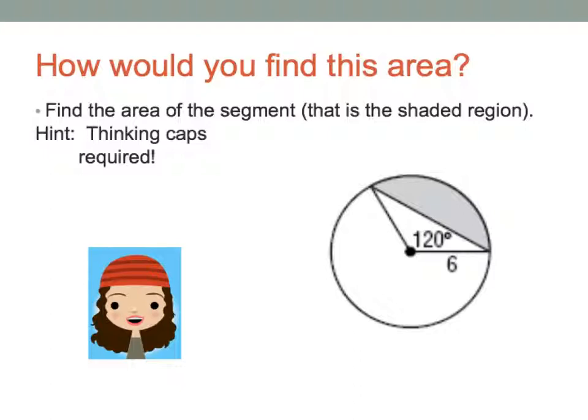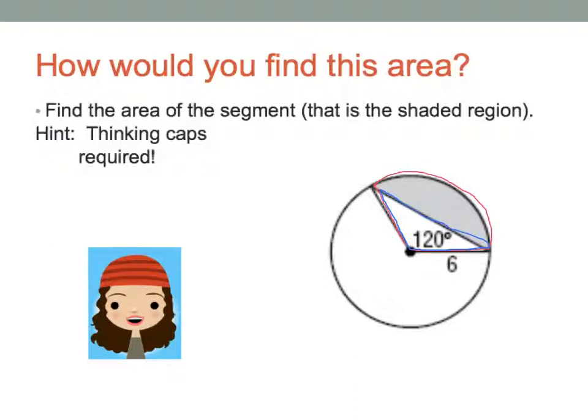Now this is something new. Let's put our thinking caps on. Find the area of the segment. That's that shaded region. Remember, we introduced that definition earlier today. Basically what they're asking me to do is to find the shaded region. So what I should do is find the area of my entire sector and then subtract from that the area of my triangle, and I'll be left with the area of my shaded region.